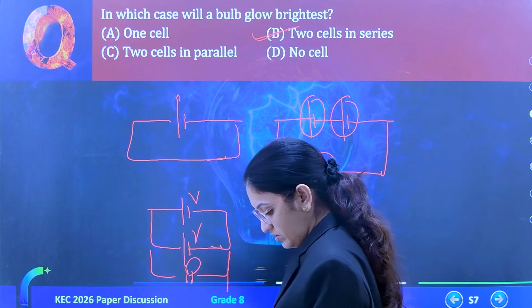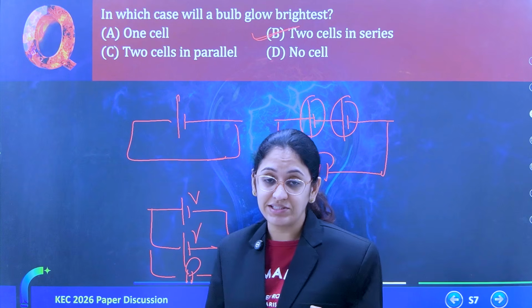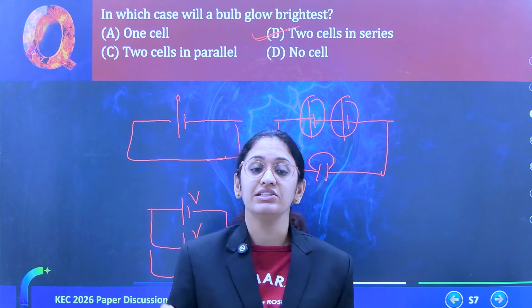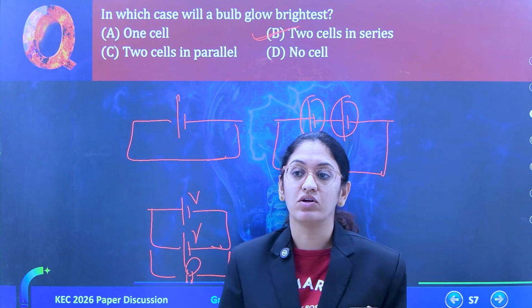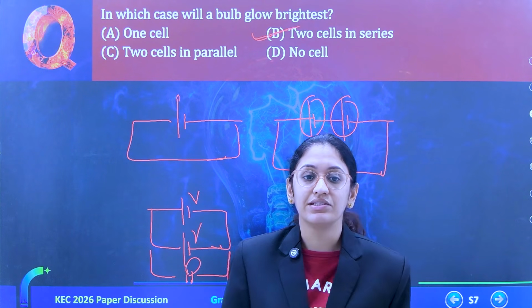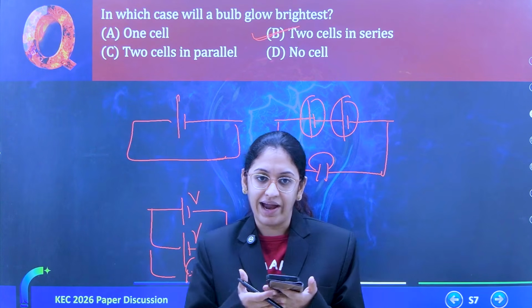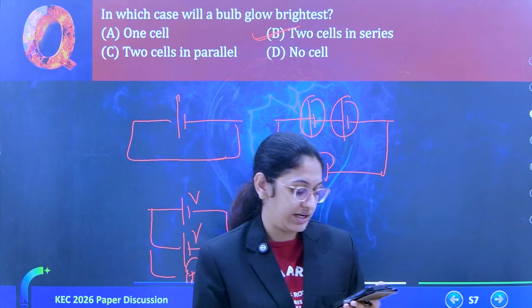Next question. Is it parallel? No, ma'am, because series have some voltage. Series have different voltages. Parallel have the same voltages. Same voltages, same current, same brightness. Series, different voltages. Voltages get added up. So more electrons, more current.